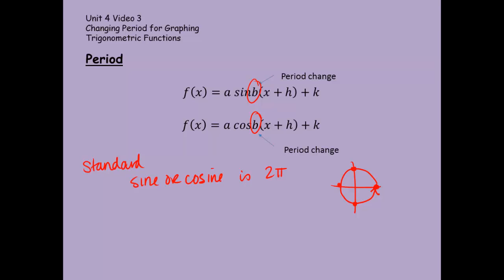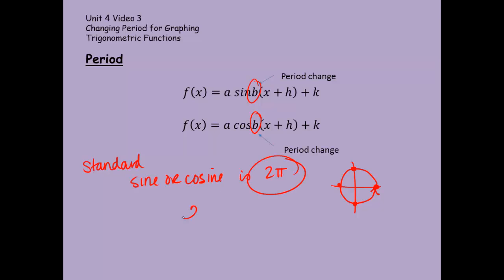It's the same thing for cosine. In order to pick up all positive and negative values of cosine, you must complete an entire rotation around the circle. So when we graph this on the x-axis, we want to represent all of those values as well. So we have 2 pi.